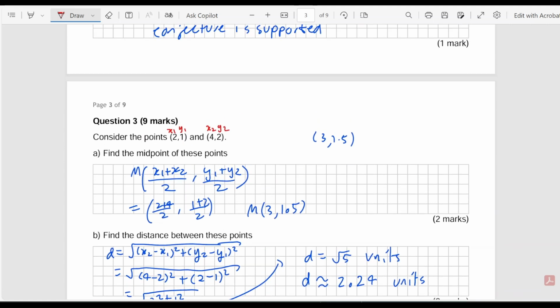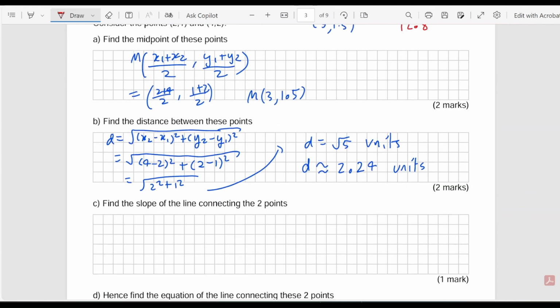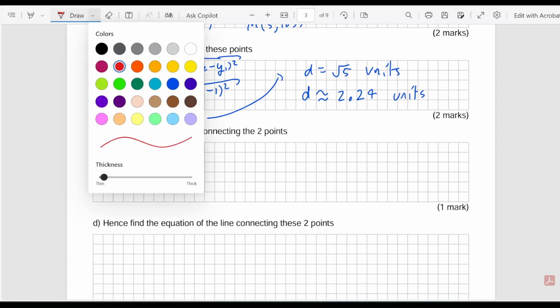If you had a number like 12.812 or something, and I wanted to round that to 3 significant figures, it would be 12.8 because it's 1, 2, 3. All right, find the slope of the line connecting the 2 points.